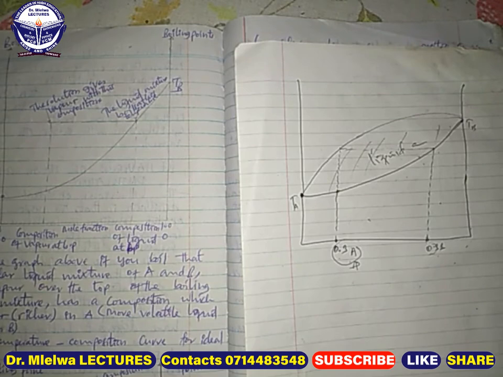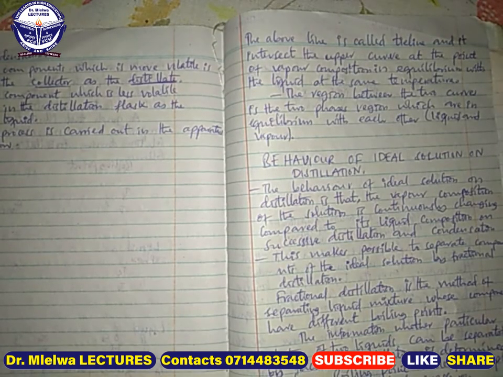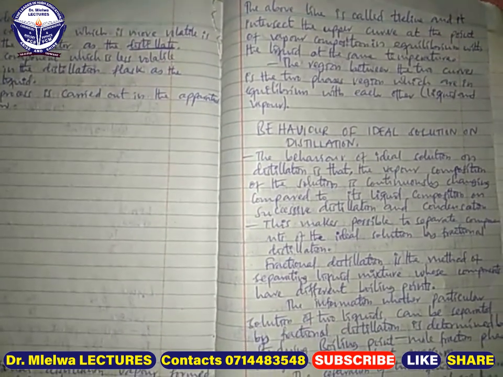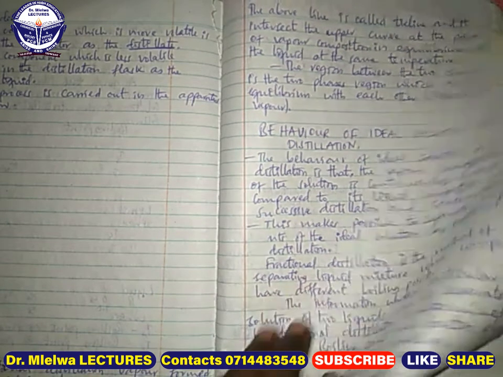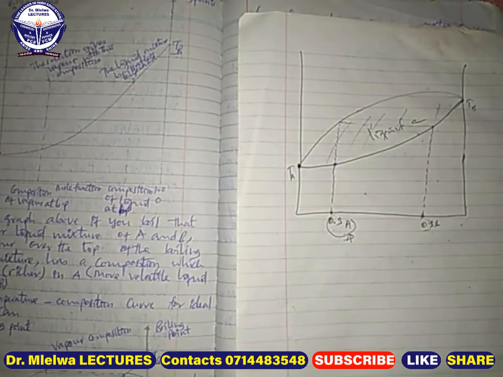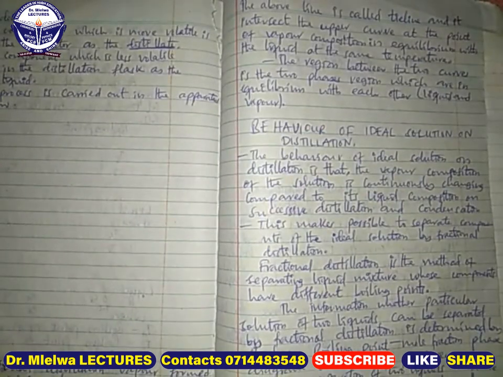This marks the end of our session. In the next session we discuss the behaviors of ideal solution in distillation. If we distillate ideal solution, what will you get? If you have understood the part of boiling point, it will be very easy for you to understand the behavior of ideal solution in distillation.